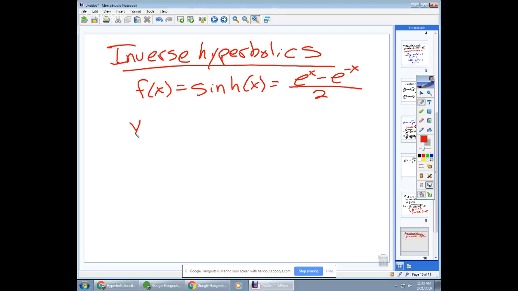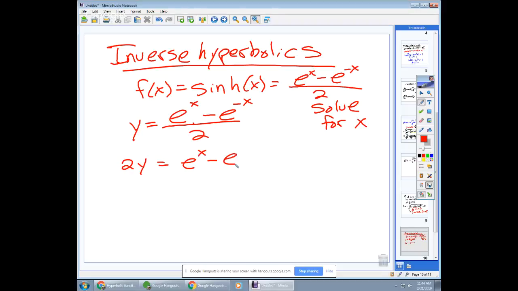So I'm going to rewrite this as y equals, I'm going to use the exponential version because that's useful here. y equals e to the x minus e to the negative x over 2. All right, so I'm going to solve for x and then switch the variables. I'm going to multiply the 2 to the other side. So 2y equals e to the x minus e to the negative x. Now here I have a problem in that there are x's in 2 different places, and in order to solve for x, I need to get down to a single x.